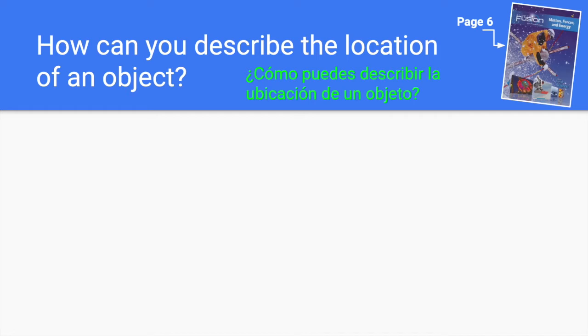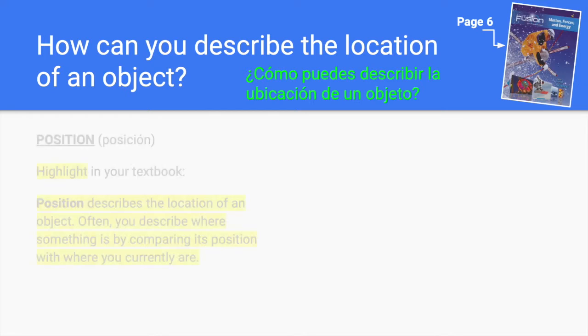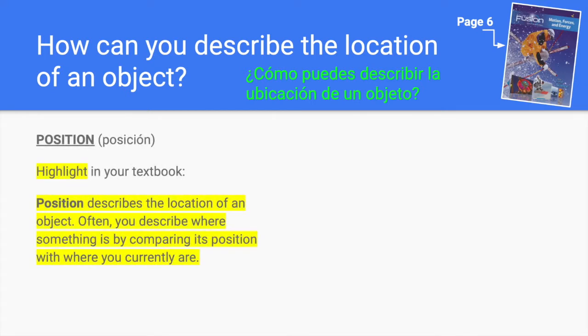Now, how can you describe the location of an object? Friends, this is going to be on page 6. If you're not already there, make sure you're open and have your highlighter ready because we're about to highlight some definitions to help us describe the location of an object. So the first thing you might need when you're describing a location is a position. Now, highlight this sentence right here. It says, position describes the location of an object.